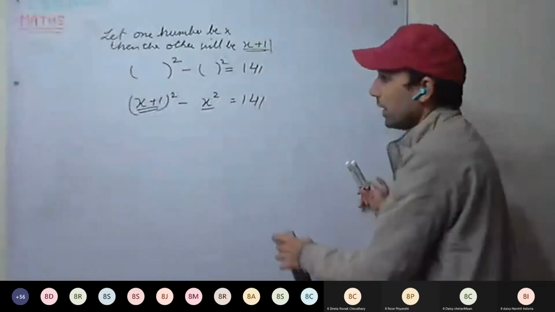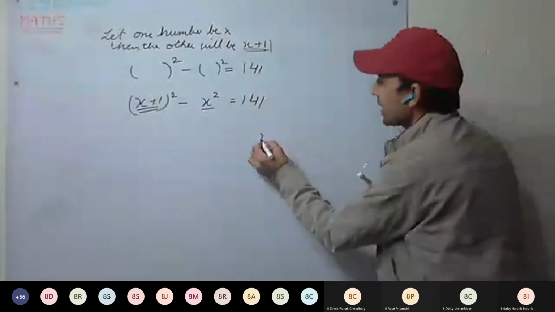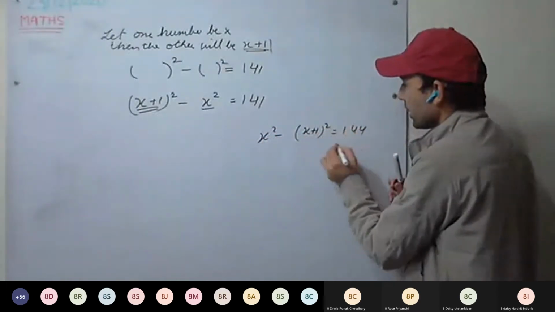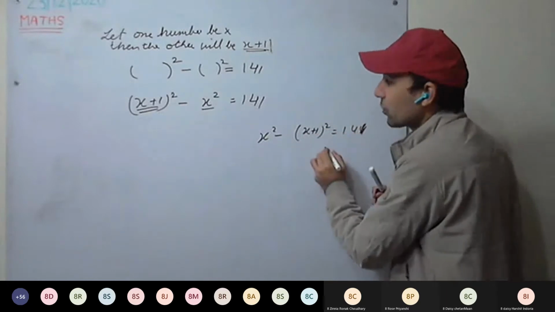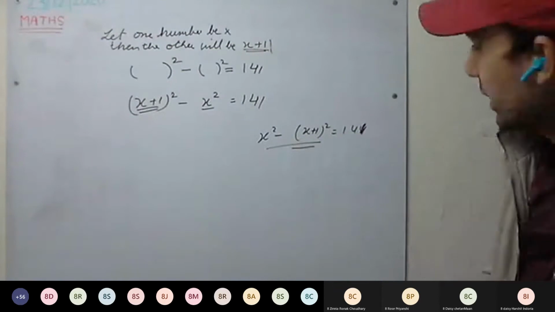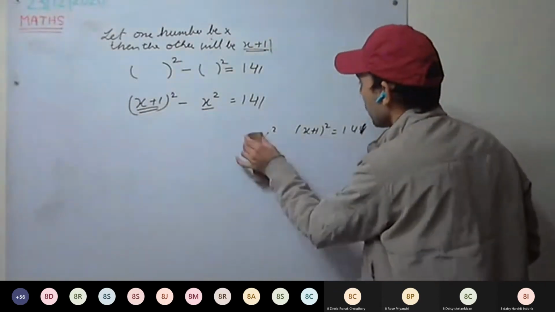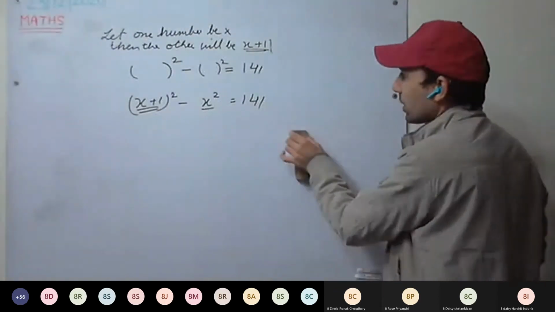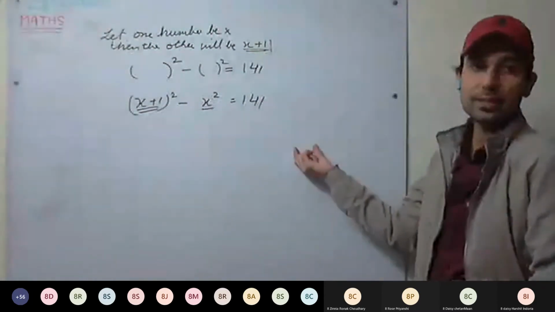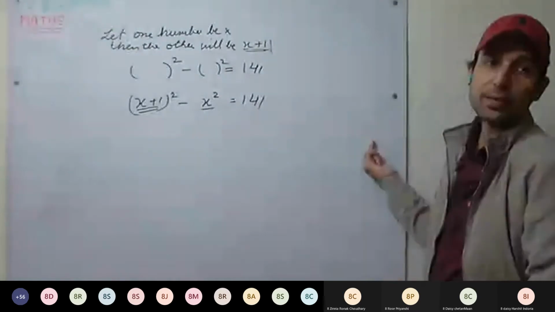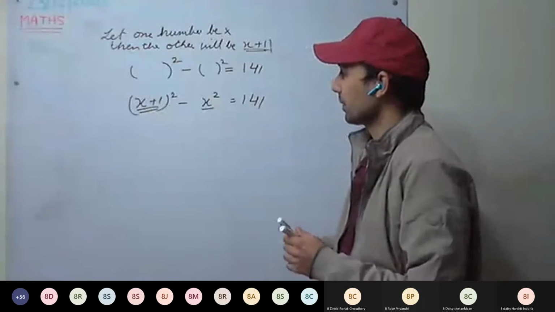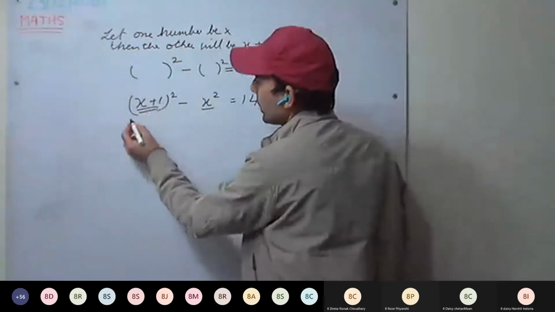Yes, sir. Okay. And if you write it like this, x square minus x plus 1 equal to 141, then you will get a different, wrong answer. You will get an answer with a minus sign. That will be wrong, as that can never happen. Smaller number minus bigger number, we are never going to get a positive number. Okay, so this is the equation. Now solve this one.